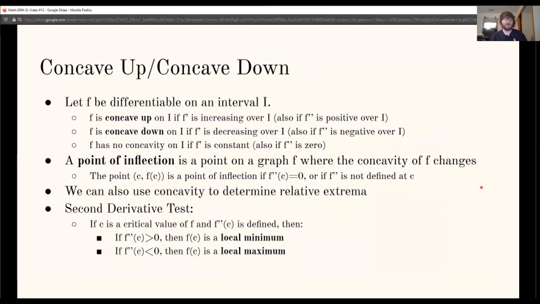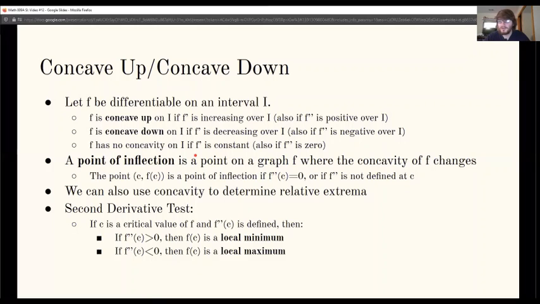Next up, we have concave up and concave down. So let f be differentiable on an interval I. f is concave up on I if f prime is increasing over I. Also, the same goes for if f double prime, or the second derivative, is positive over I. And f is concave down on I if f prime is decreasing over I, or if the second derivative is negative over I.